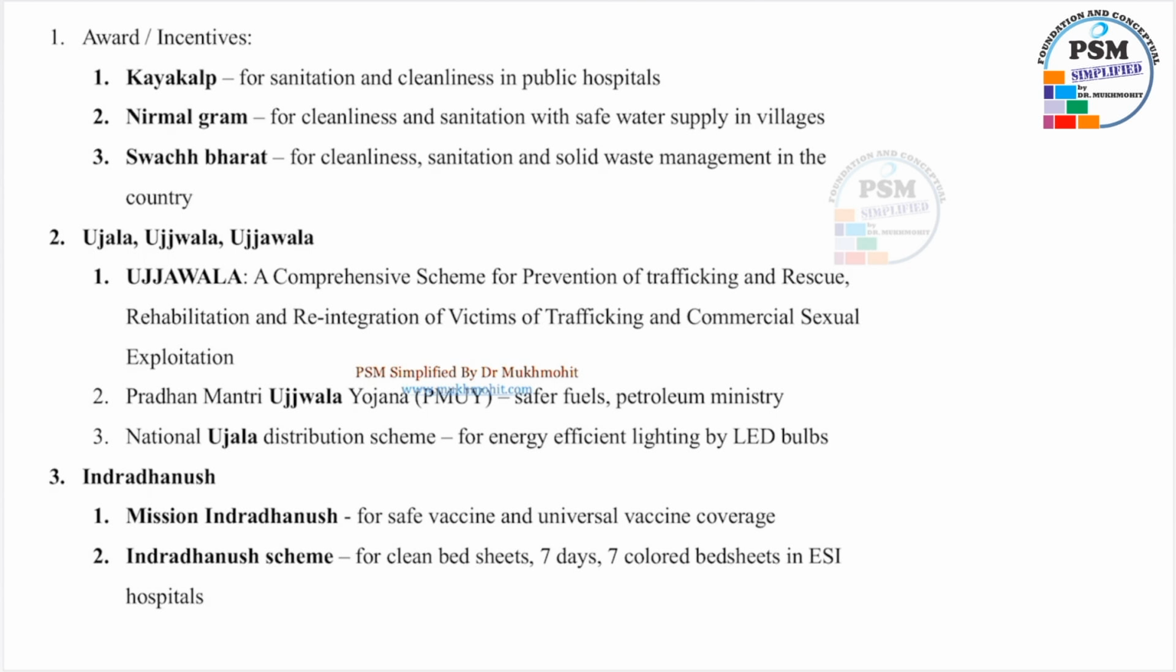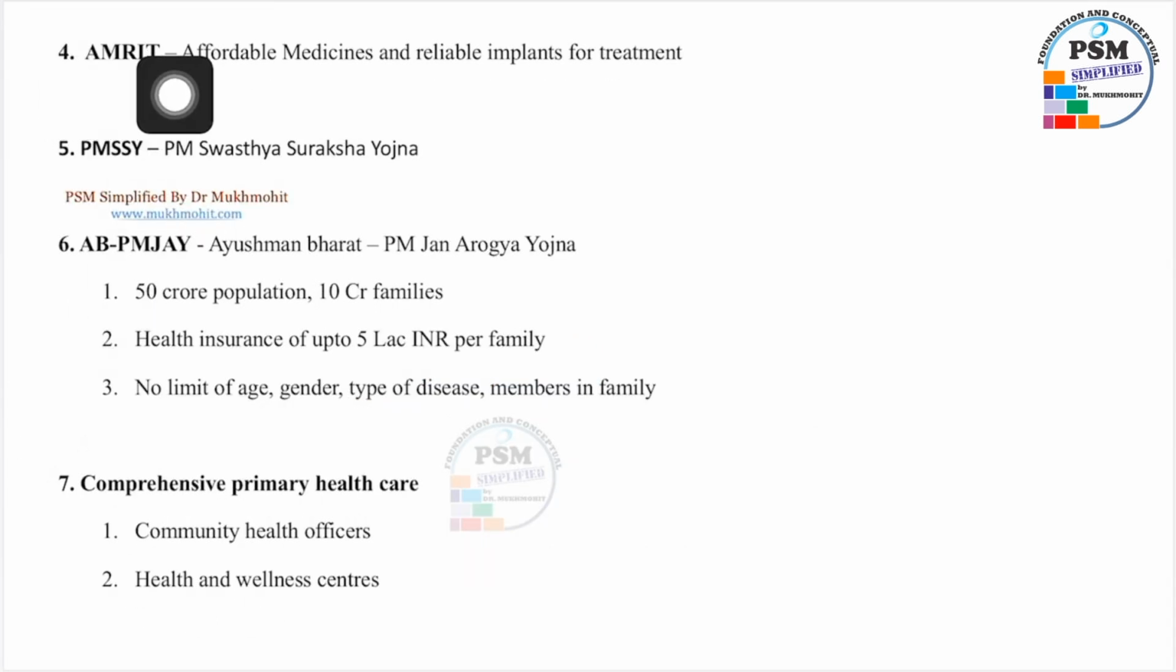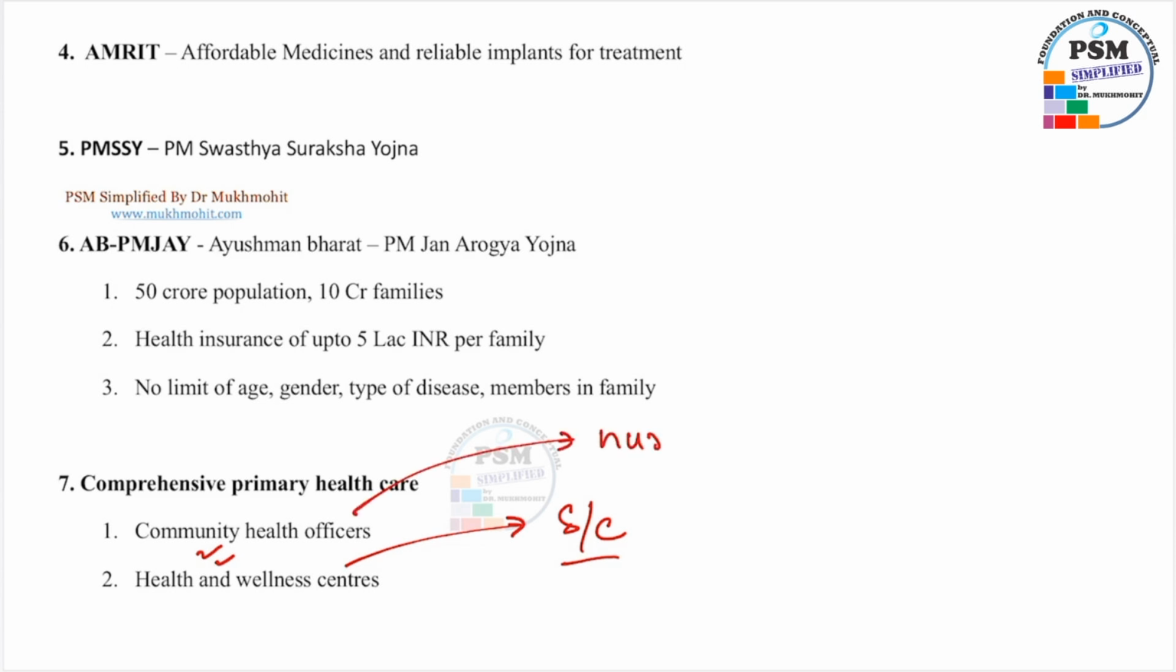Some of the new schemes in Government of India, beta, we have discussed this 1 lakh times in your exams, offline lectures and online lectures. Ujala, Ujjwala, Indradhanush mission and Indradhanush scheme. Next is, please remember what is Amrit scheme: affordable medicines and reliable implants, comprehensive primary healthcare and PMJAY. Under the comprehensive primary healthcare, community health officers were established in the health and wellness centers. What are health and wellness centers? These are upgraded sub-centers. So sub-centers have been upgraded as health and wellness centers when we include an official post of CHOs. What are CHOs?